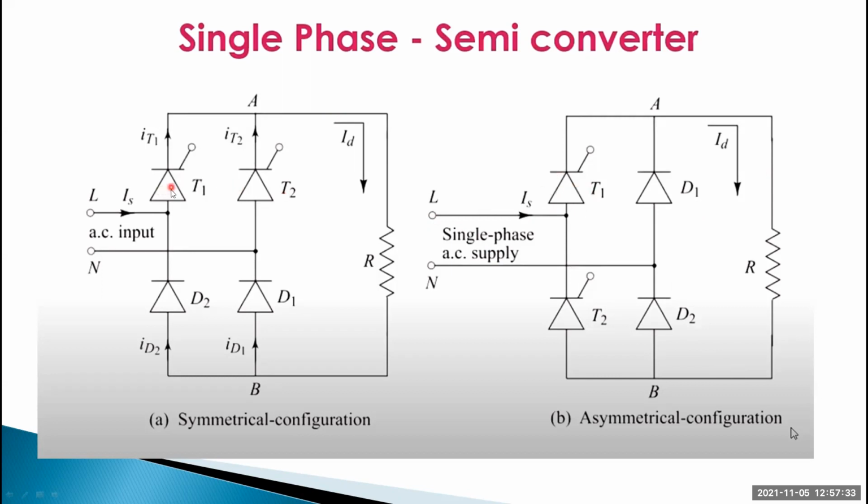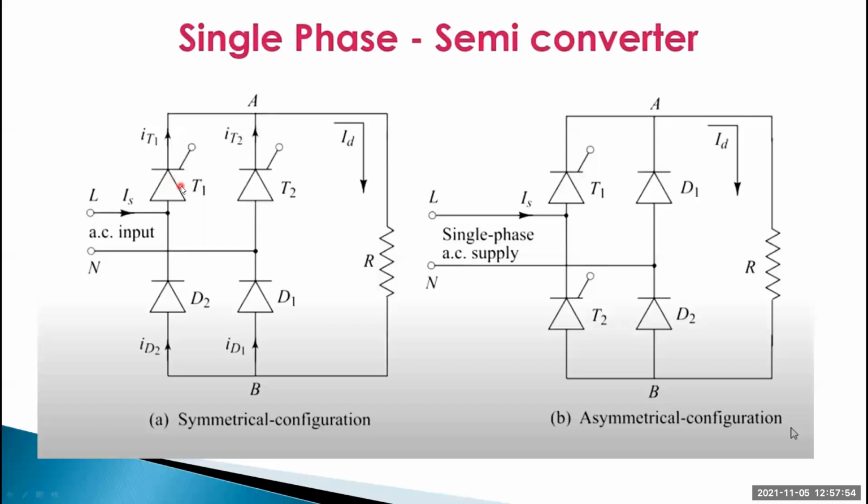Understood? The angle at which the triggering pulse is given is called alpha, the firing angle. If the triggering pulse is given to thyristor T1, then only it will be turned on. Before the triggering pulse, it is just forward biased. A diode is an uncontrolled device, but a thyristor is a controlled device. Only when we give the triggering pulse will that thyristor turn on.